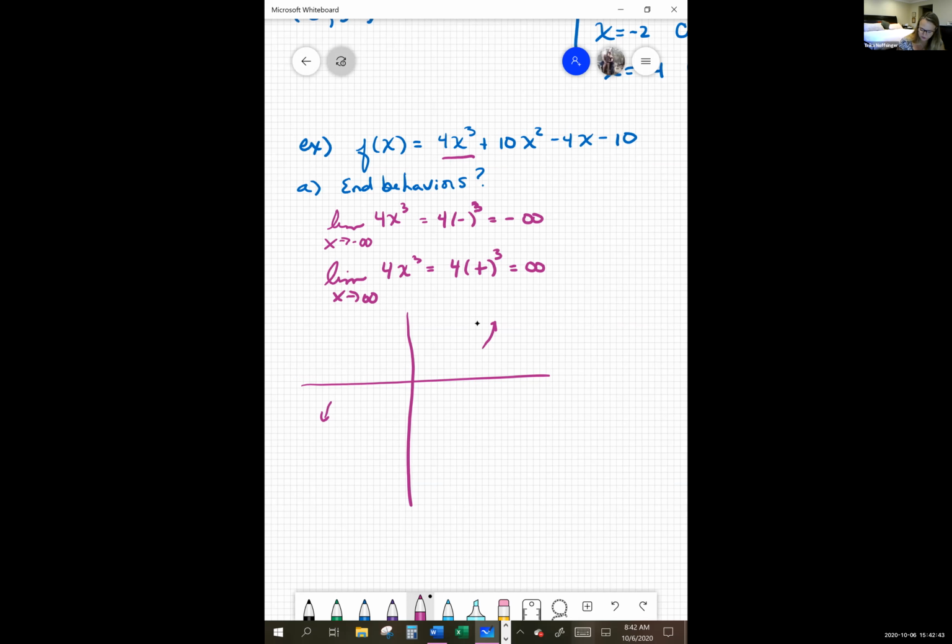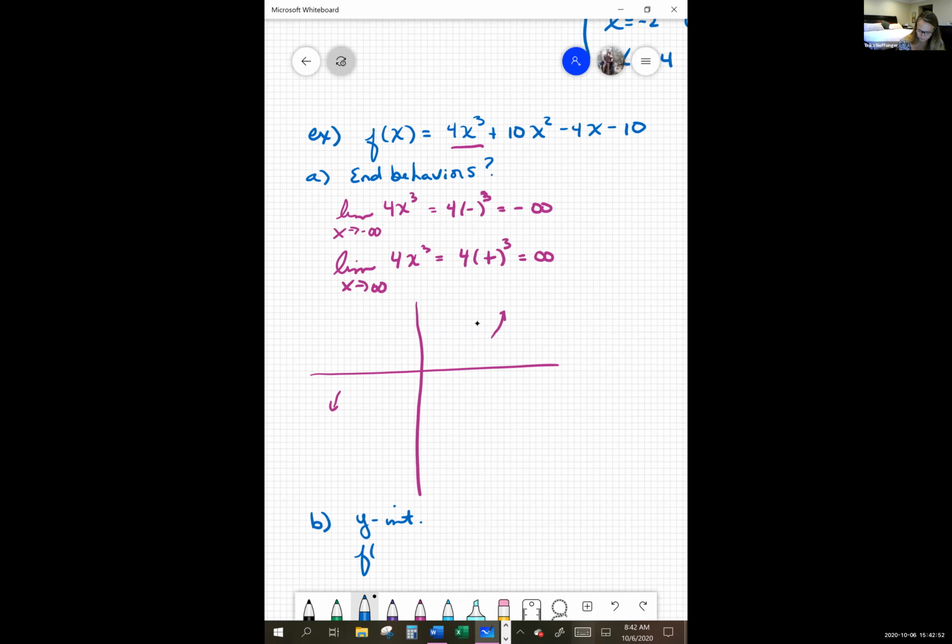So intercepts, the y-intercept. Well, if we look at f of 0, go in here and plug in 0 wherever you see an x, all of those terms are going to be 0. The only thing that we'll be left with is this constant negative 10. Okay, so we know down here somewhere we have a point at (0, -10).